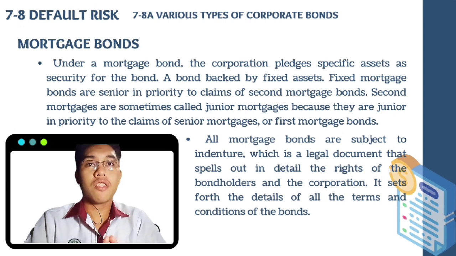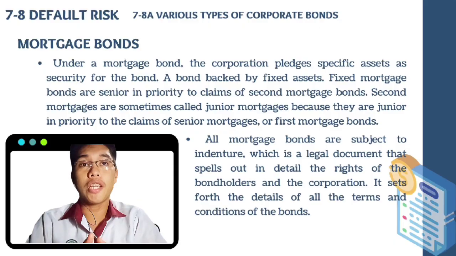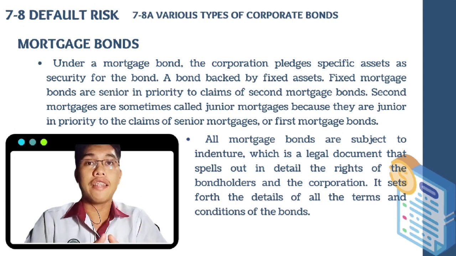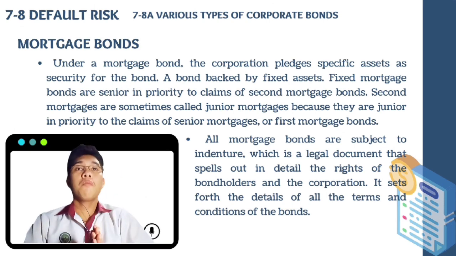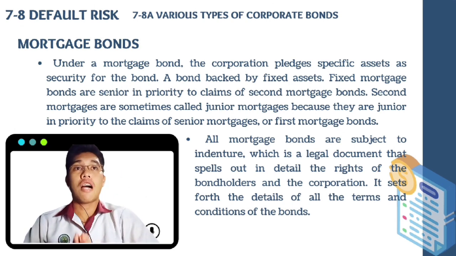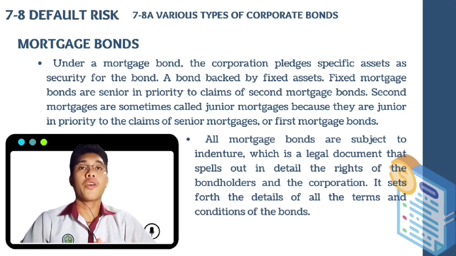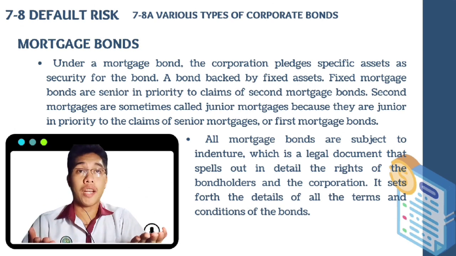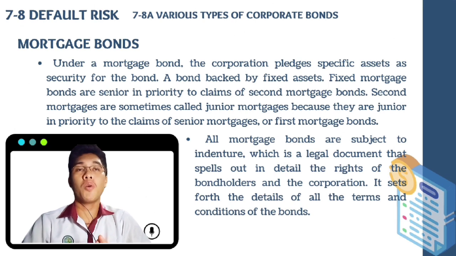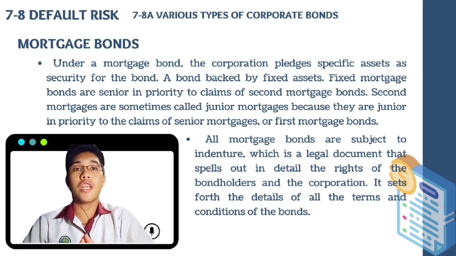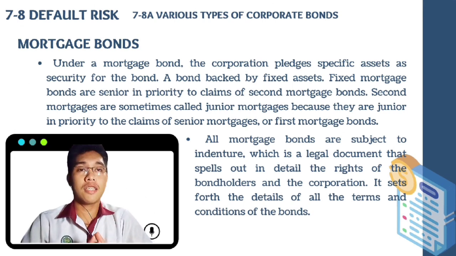However, the interest on a mortgage bond can fluctuate. Ibig sabihin po, it doesn't have a fixed rate of return and doesn't come with a principal payment at the end of the term. All mortgage bonds are subject to an indenture, a formal contract, which is a legal document that spells out in detail the rights of bondholders as well as the corporation. It sets forth the details of all the terms and conditions of the bonds, tulad na lamang po ng exact day of their maturity, the timing of the interest payments and how they are calculated, as well as the details of any special features.